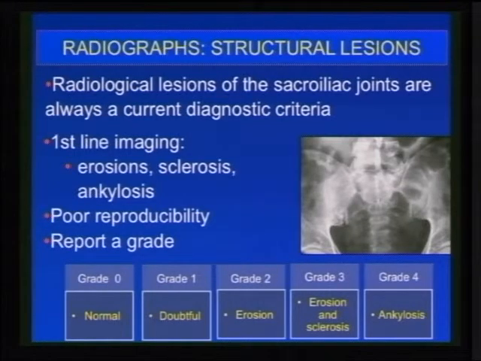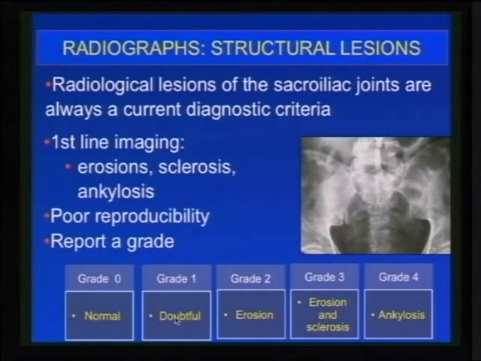Different grading systems have been put forward, but this is the most important and most widely used grading system for sacroiliitis. It has five grades, from 0 to 4. Grade 0 is normal. Grade 2 is erosion. Grade 3 is erosion and sclerosis. Grade 4 is ankylosis. I kept this one outside, which is grade 1.